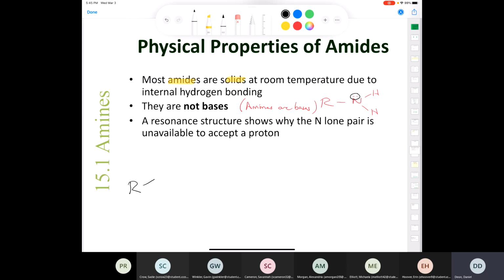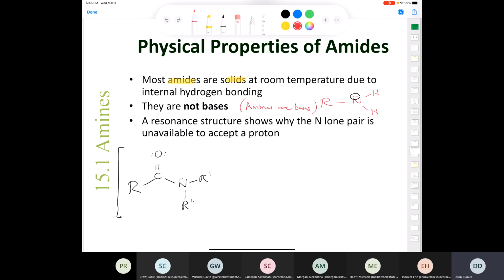If we draw the Lewis structure of an amide, we have two bonds, two lone pairs in our oxygen. We have our nitrogen here. The nitrogen has a lone pair, and let's say it's got two R groups, and we'll call them R prime and R double prime. Well, the reason that an amide is not a base is because this pair of electrons is not available. And you might be thinking, well, come on, this just looks like it's just sitting there to me, Mr. Dion. Well, hold the phone.